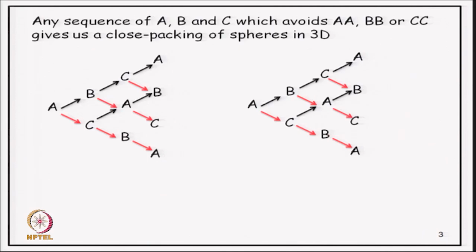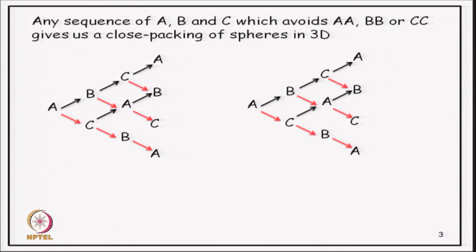So, we have seen this diagram and we stated that any sequence of A, B and C which avoids two identical layers coming together, like AA, BB or CC, will give me a close packed structure. If we do not avoid identical layers coming one on top of the other, they will not give close packing. So, I have shown you that we can begin with A and then we can go to B. On B, I again have a choice of C or A. On C, I have a choice of B and A, and so on.